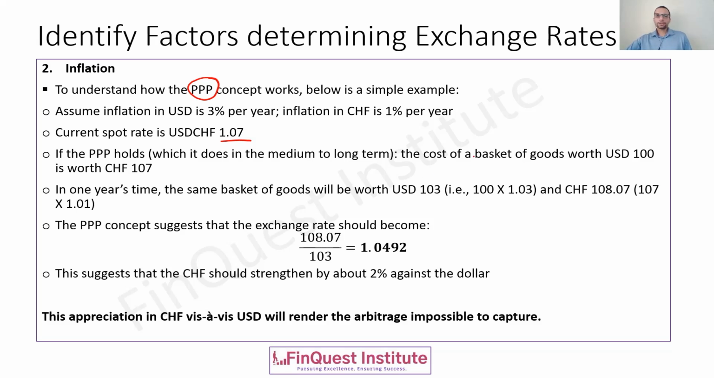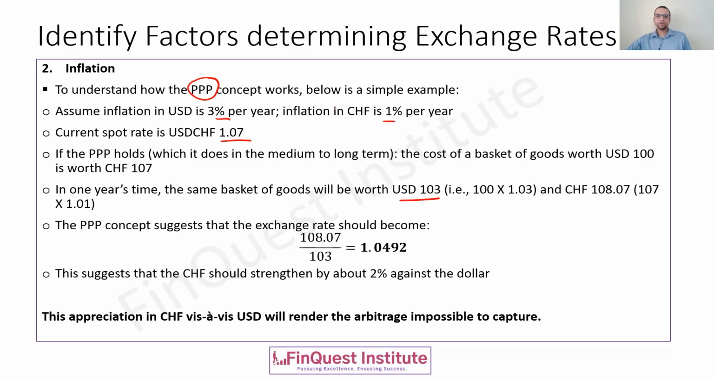Now, a basket of goods worth $100 in the United States will be worth 107 Swiss francs in Switzerland. In 1 year's time, after factoring in these inflation numbers, we know that the same basket of goods will cost 103 American dollars, because the inflation rate in America is 3%. So $100, which was the initial worth, times 1.03 is 103 US dollars.